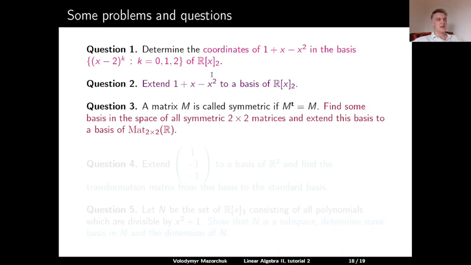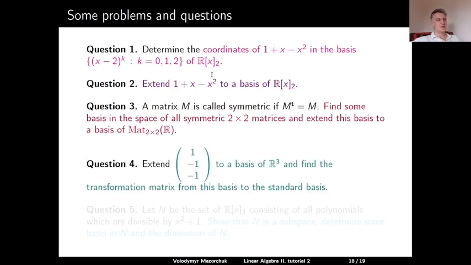Question 3. A matrix M is called symmetric if M is equal to M transposed. Find some basis in the space of all symmetric 2 times 2 matrices and extend this basis to a basis of all 2 times 2 matrices. Question 4. Extend the vector 1, minus 1, minus 1 to a basis of R3 and find the transformation matrix from this basis to the standard basis.